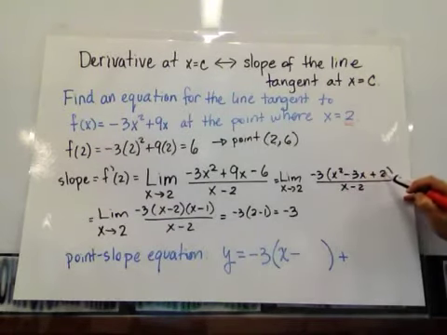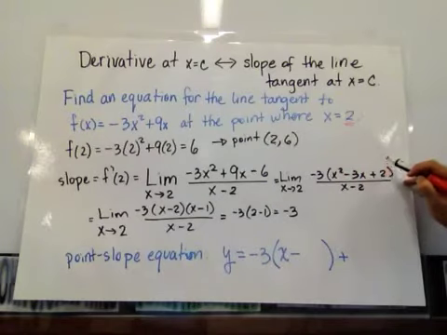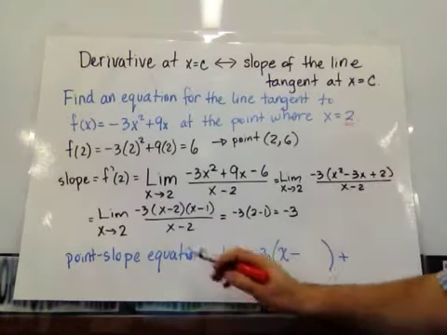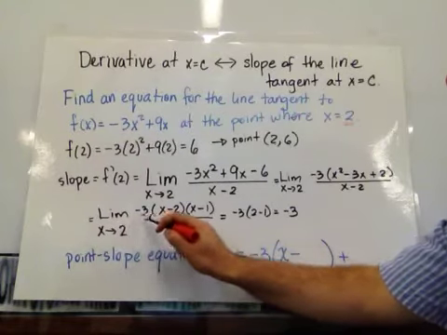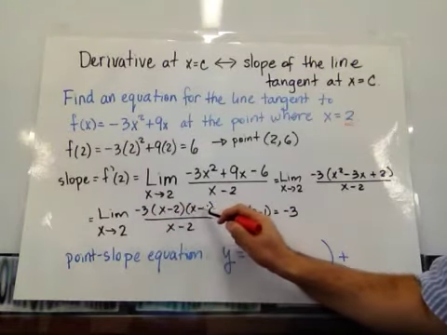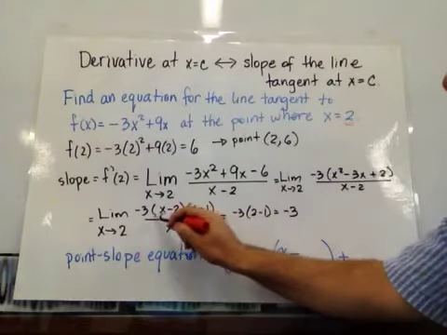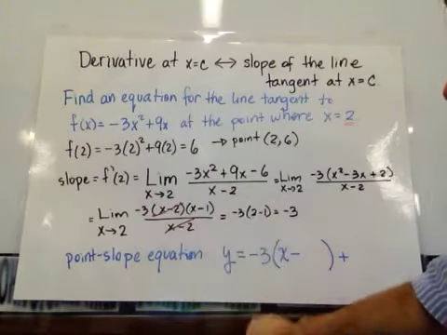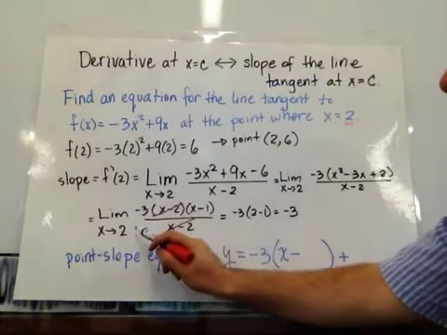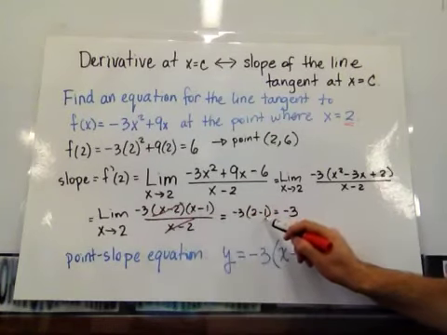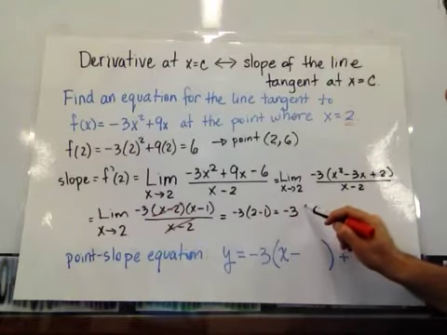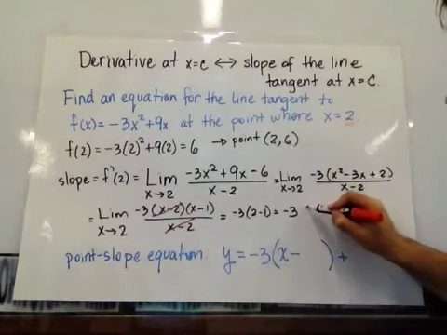So we factor this trinomial, two numbers whose product is 2 and sum is -3, and we get the limit as x approaches 2 of -3 times x minus 2 times x minus 1, over x minus 2. These, of course, can cancel. And now we can evaluate. Substitute the 2. That's -3 times 2 minus 1, which is -3. The slope is -3.